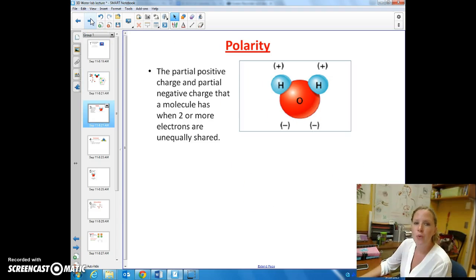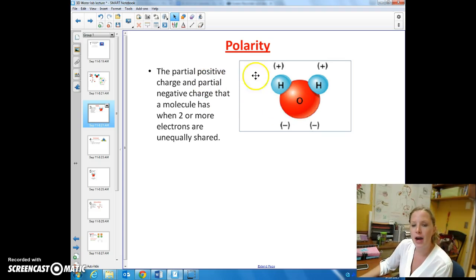So, we talked about polarity a little bit, but just to jog your memory. Polarity would mean like you have poles. So you could think like the magnet has a north pole and a south pole. Water has a north pole, meaning the hydrogens, and a south pole, meaning the oxygen.